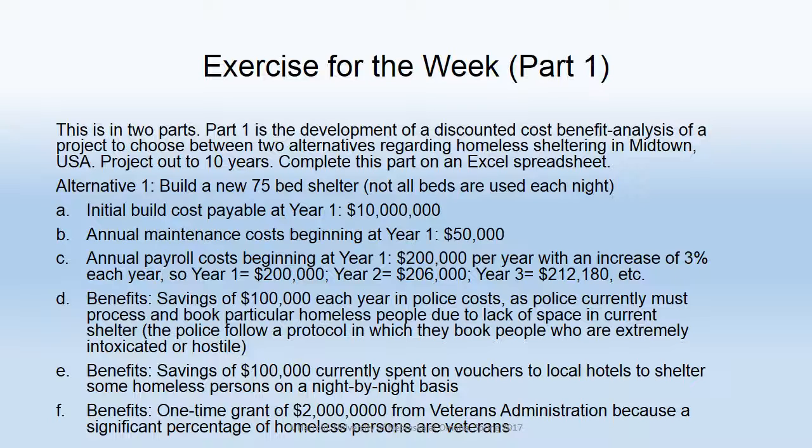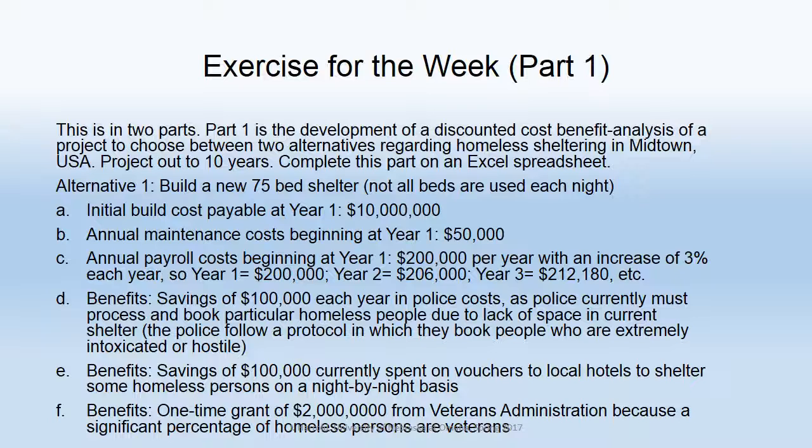So for the first part, I'm going to have you do an Excel spreadsheet, and this is going to test your skills in discounting and developing net present value of costs and benefits. So you're going to weigh two alternatives for the homeless problem in your city, which is Midtown, USA. So alternative one, you're going to build a 75-bed shelter.